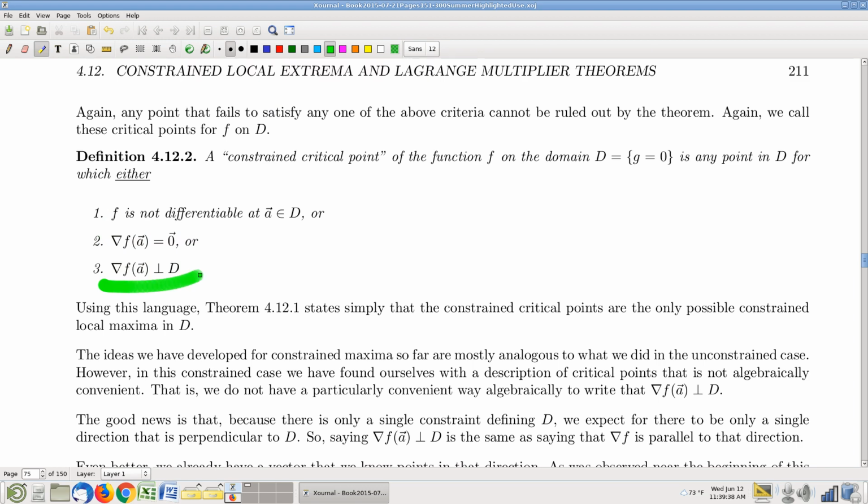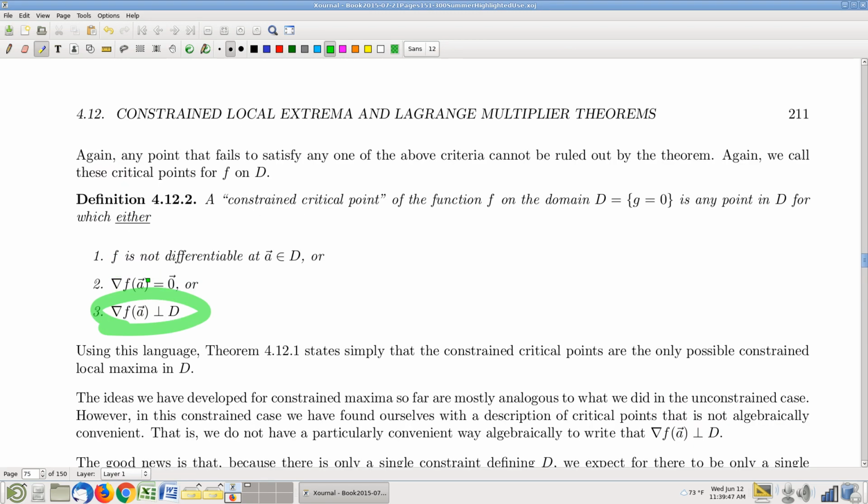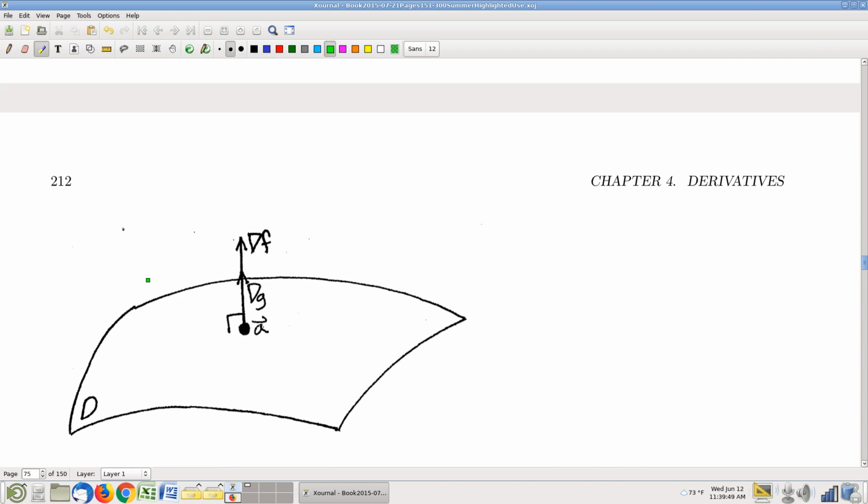Okay. Lastly, what if the gradient of f is perpendicular to our constraint set? Which of these happens if the gradient of f is perpendicular to the constraint set? Well, I'm going to refer you to this picture here, and here's the gradient of f perpendicular to the constraint set. Don't forget, here's our constraint set.